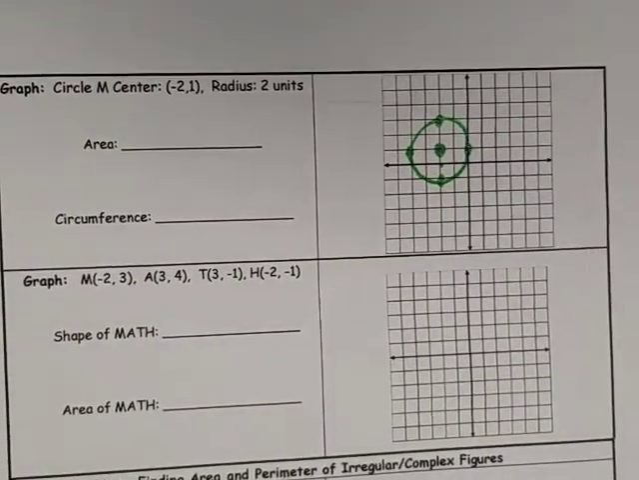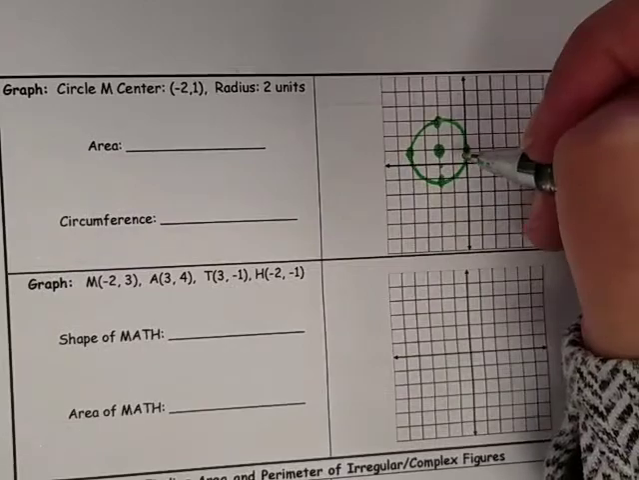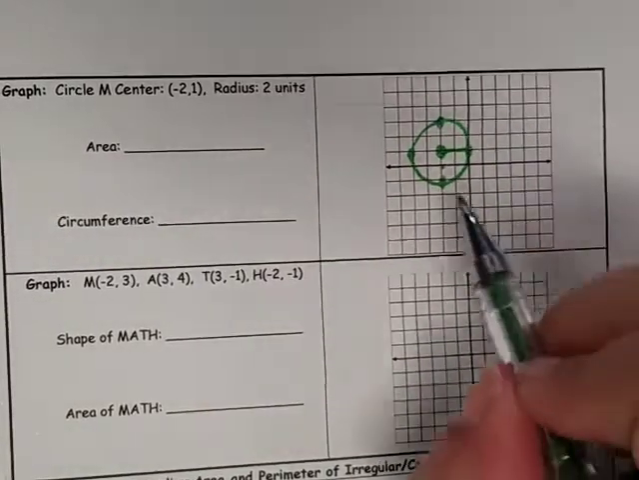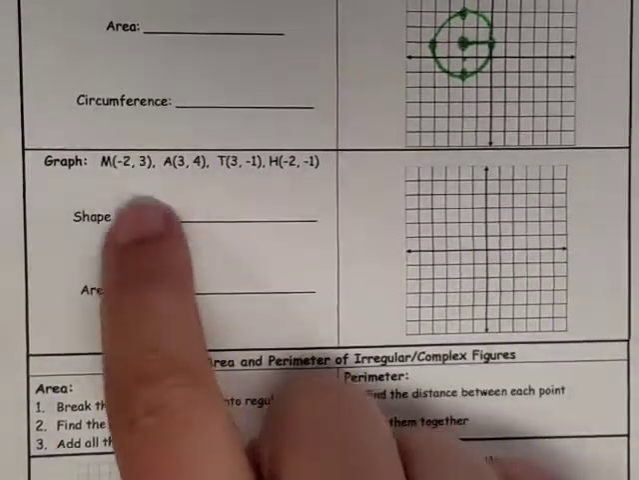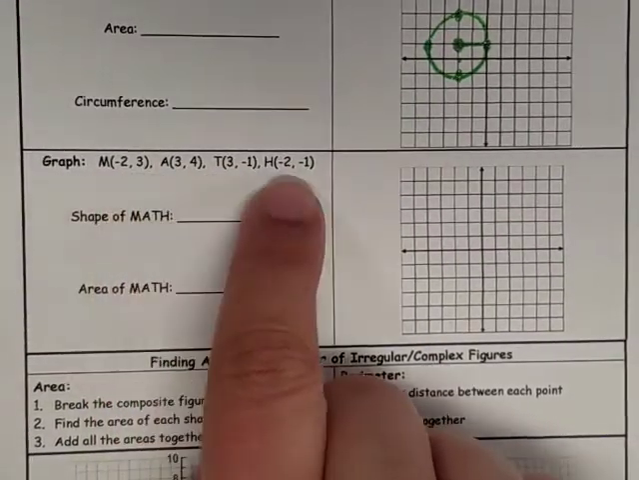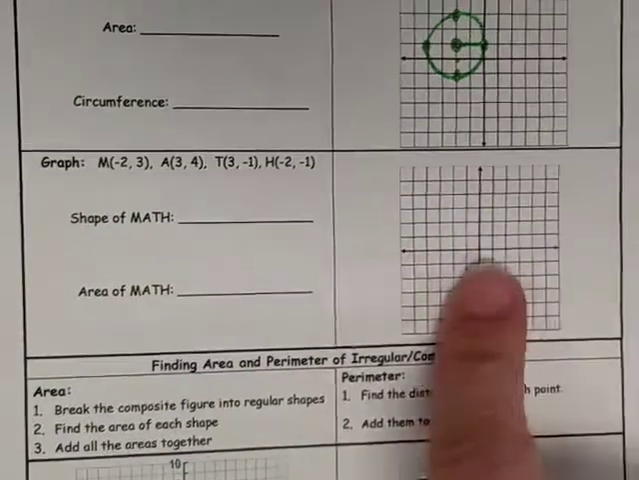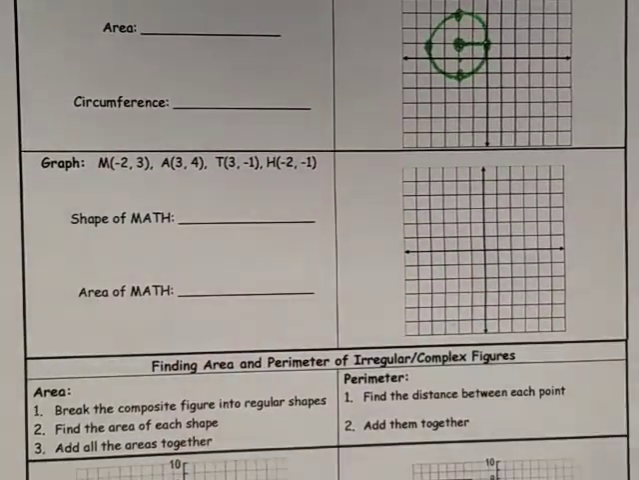And there's your circle. And then from there, you know how to find area and you know how to find circumference. So use the shape to help you find area and circumference. Then go ahead and graph this new figure, MATH, and try that on the coordinate plane. See what shape it gives you and then find the area.